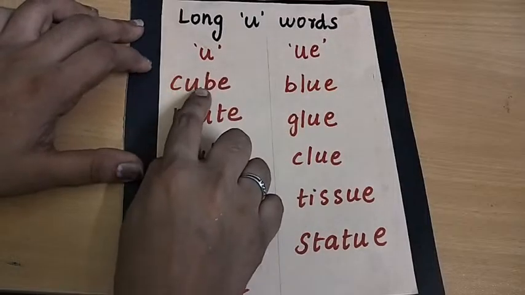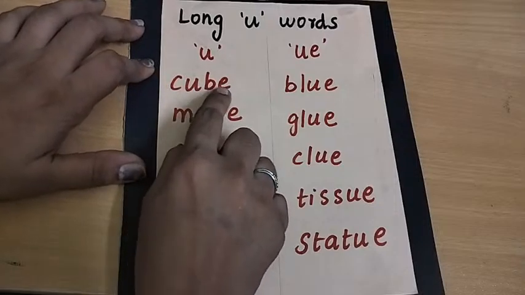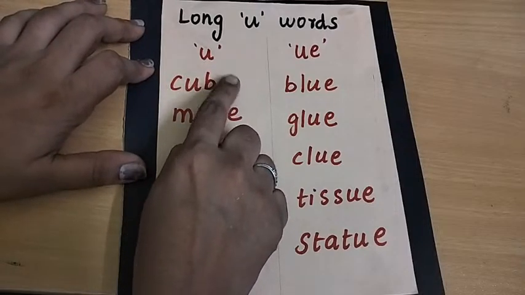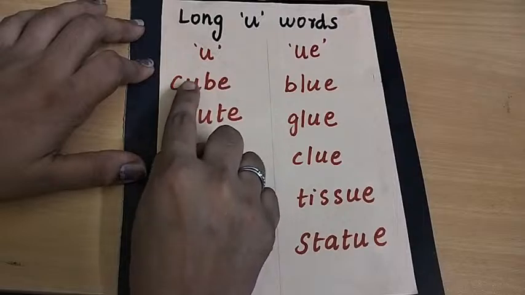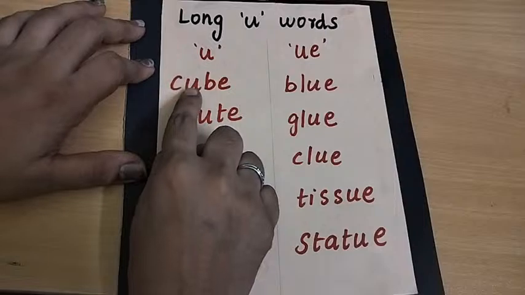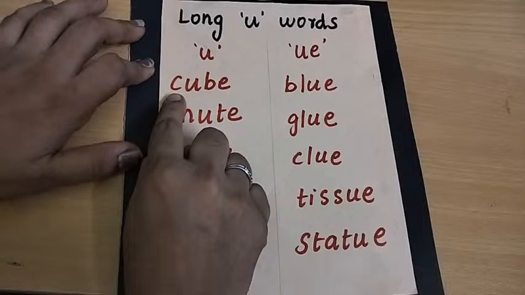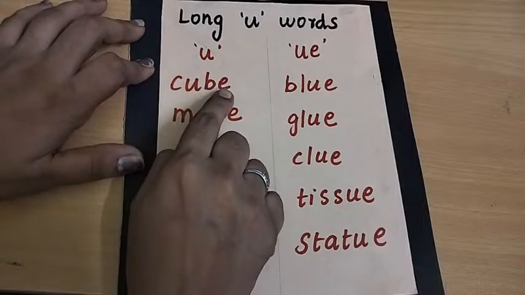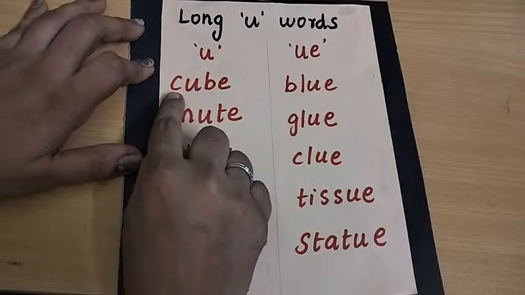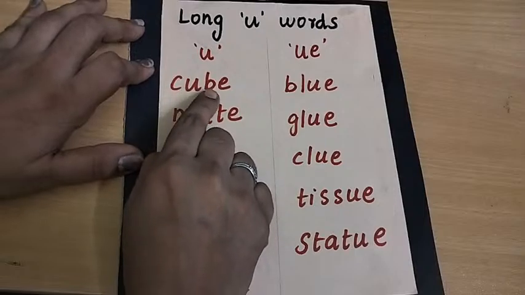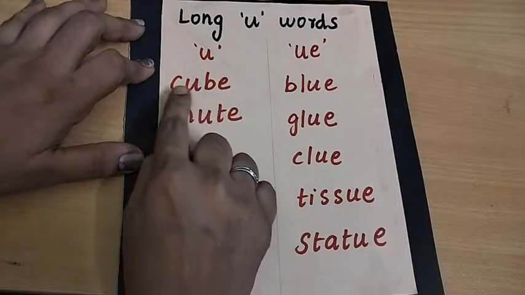Okay, so first we'll go with this one, that is U. In this word, you have E at the end. If you have E at the end, you have to give the longer original sound of this vowel. So C, U, B, E. The sound of C is K. As you have E at the end, you have to say the longer sound of this vowel, that is K, U, B. Cube. K, U, B.